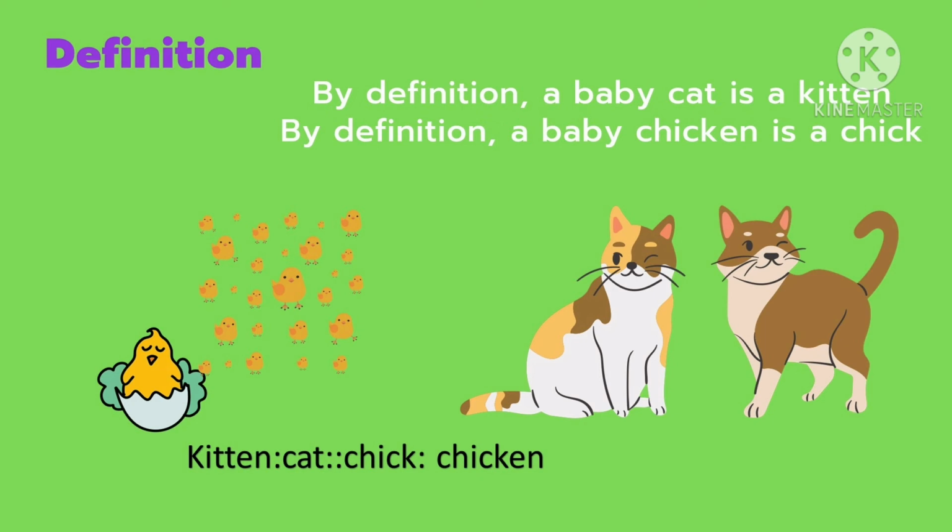Now we have definition. Definitions simply tell how things are known, be it in a dictionary or other references. Let us take a look at the example. By definition, a baby cat is a kitten. By definition, a baby chicken is a chick. It is a general idea that a kitten is a baby cat and a chick is a baby chicken. Wherever we look, this basically refers to these things. We can also write it this way. Kitten is to cat as chick is to chicken.